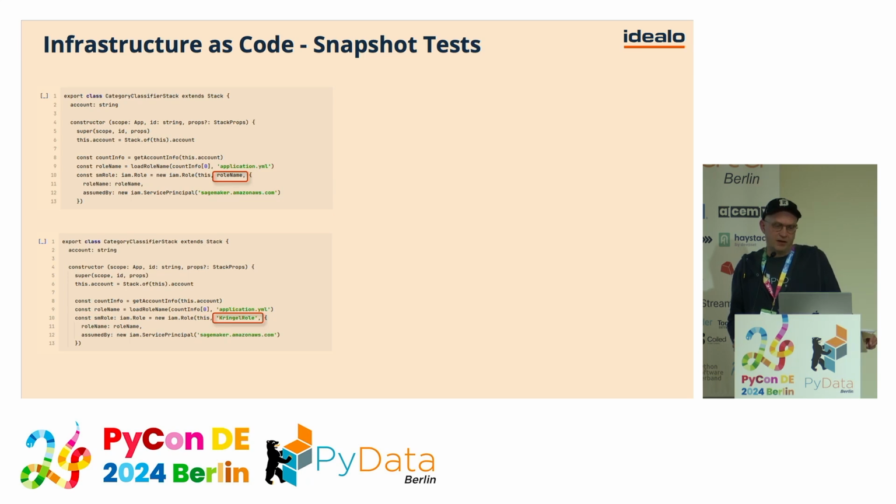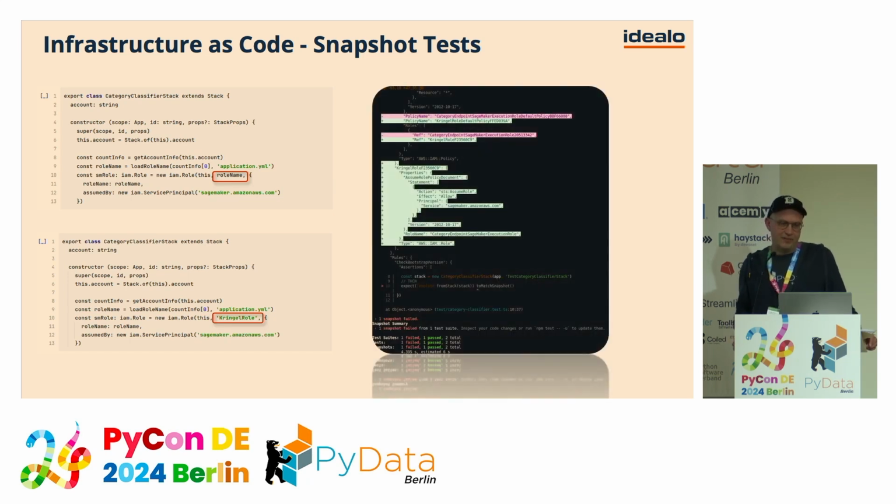Luckily, we had this snapshot test, and before the next deployment came, it failed. You can see on the right side the output of the snapshot test, and you can read it like a diff: the difference between the snapshot and the state of the infrastructure that you want to deploy. So the unwanted name change was detected by the snapshot test, and we were fine.